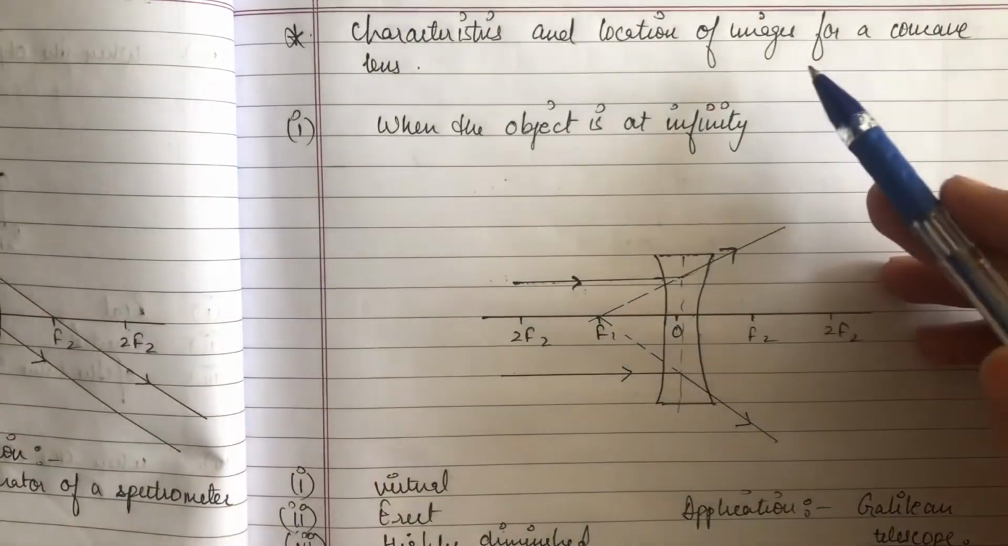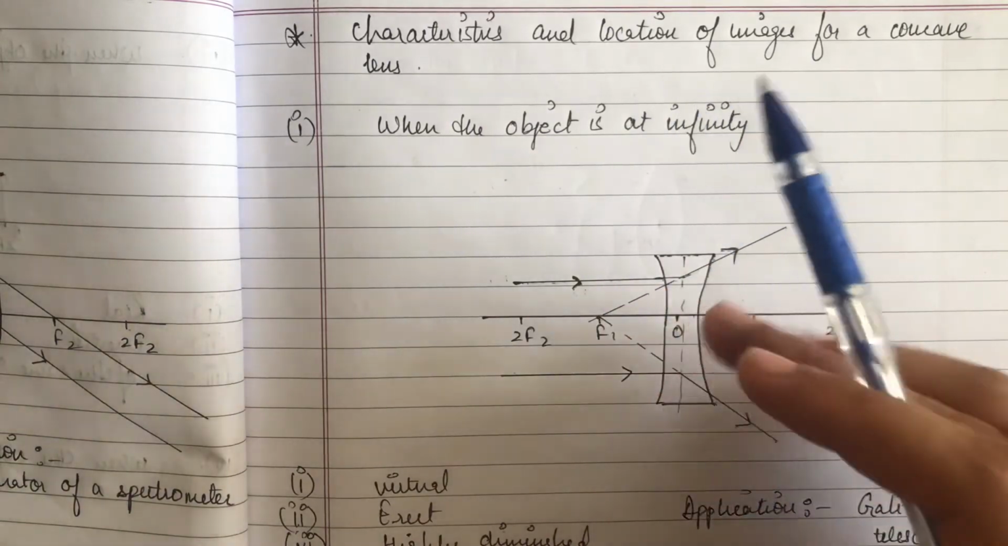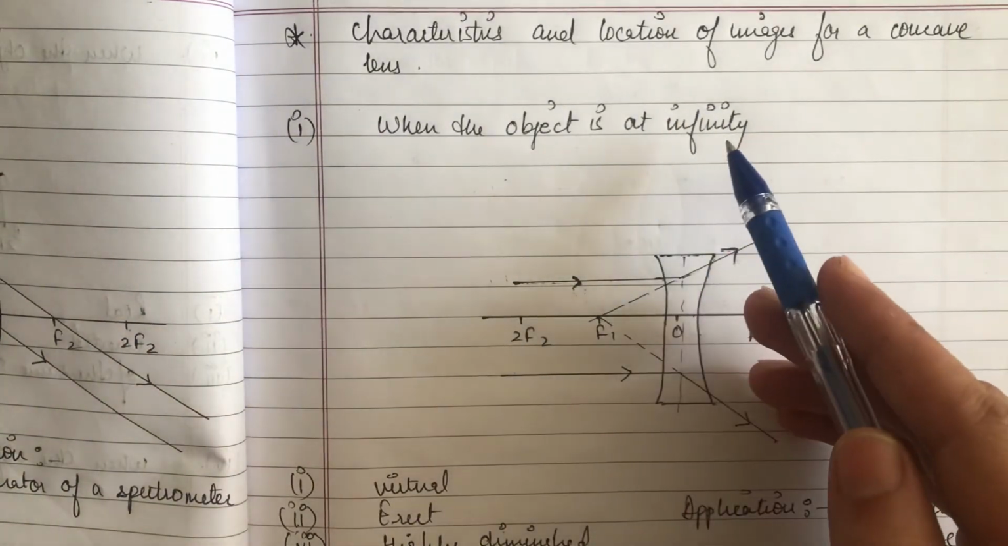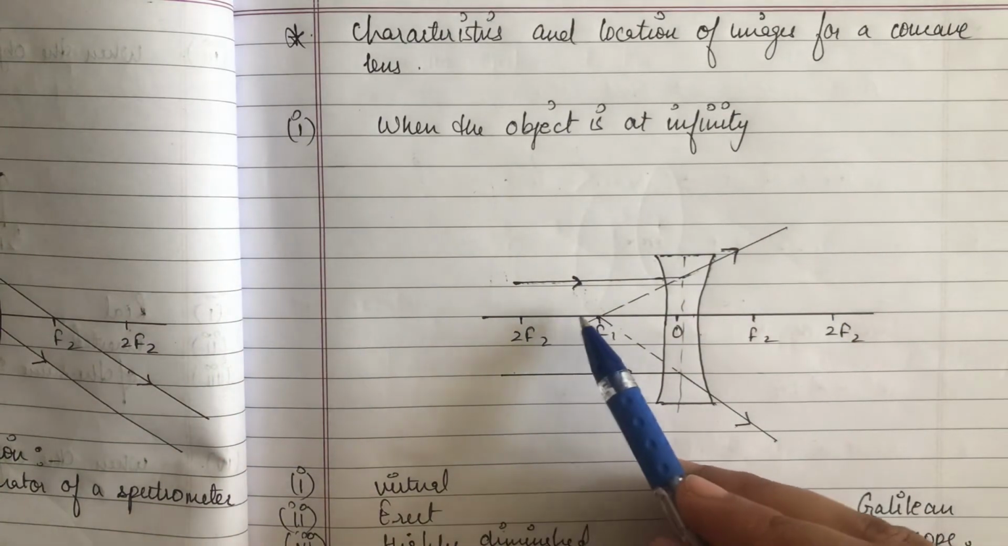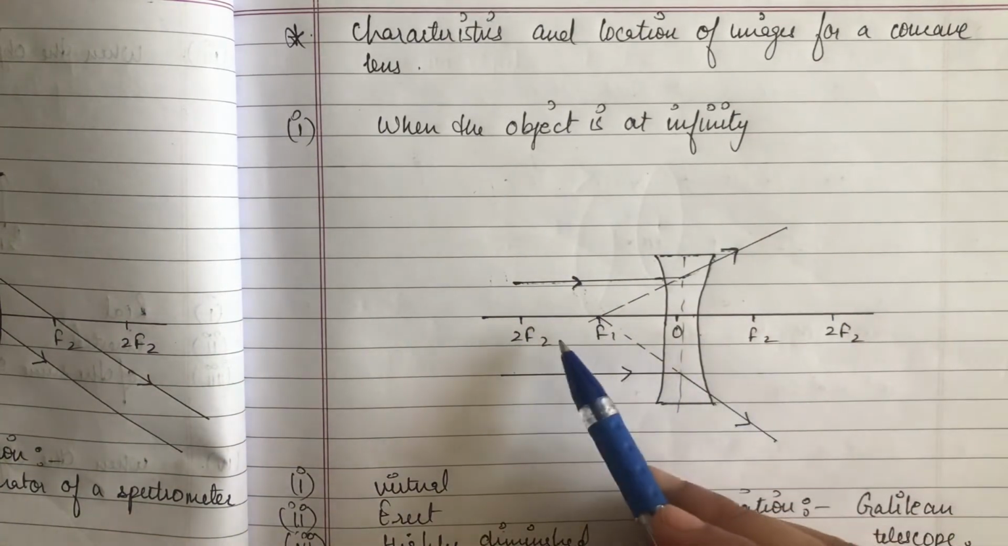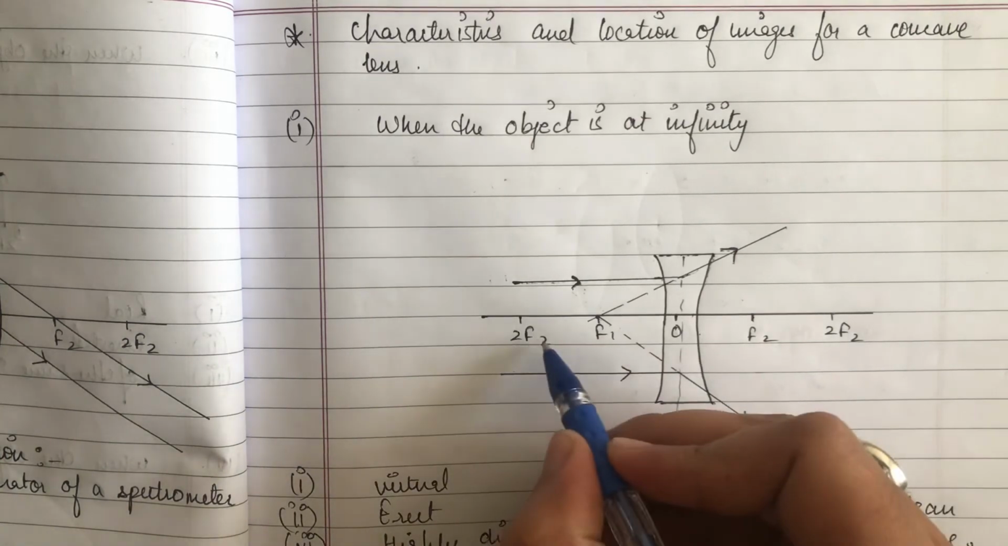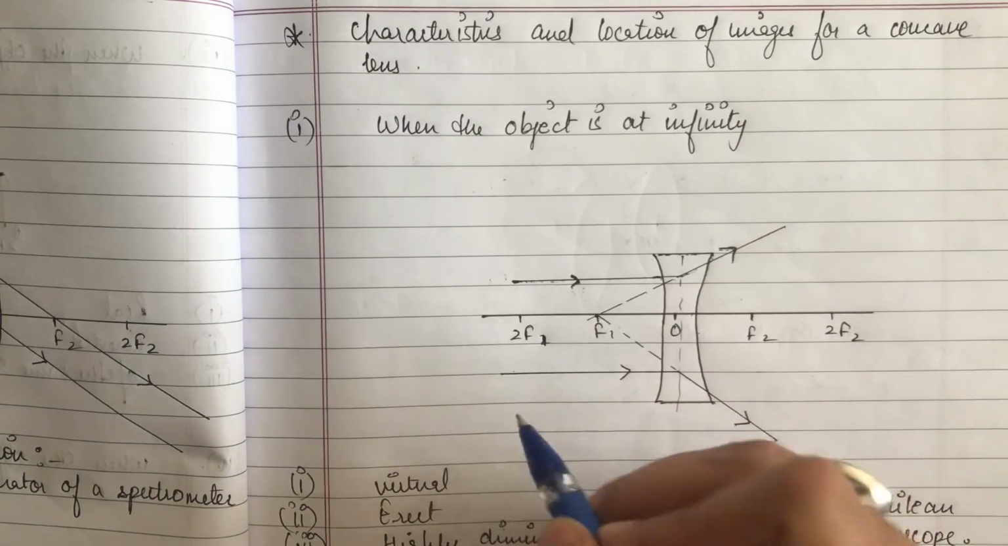Characteristics and location of images for a concave lens. Only 2 cases are there for concave lens, when the object is at infinity. So obviously the same thing, the principal axis, f1 to f2, f2 to f2. Okay, this has to be f1.